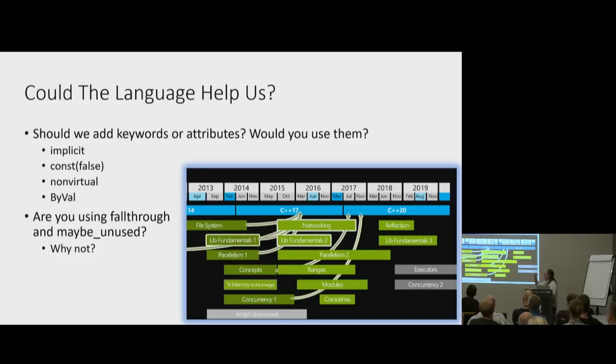I don't think we're going to get const at false. I don't think we're going to get non-virtual or virtual at false. I don't think we're going to get by val for when you're taking something by value and you actually meant to take it by value and you didn't just forget to type some punctuation.